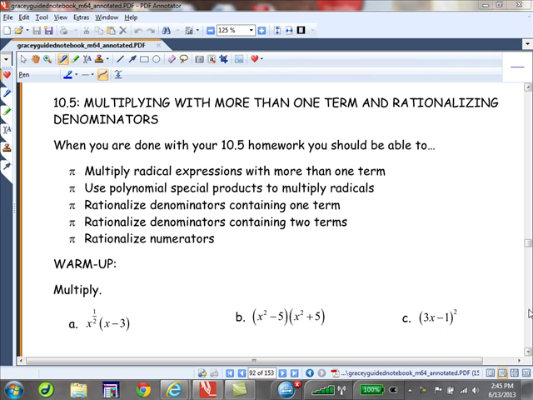We will be covering 10.5 from Blitzer's Introductory and Intermediate Algebra for College Students text. And this covers multiplying more than one term and rationalizing denominators. And actually, this should say multiplying radicals. Sorry about that. And rationalizing denominators. So here we go.